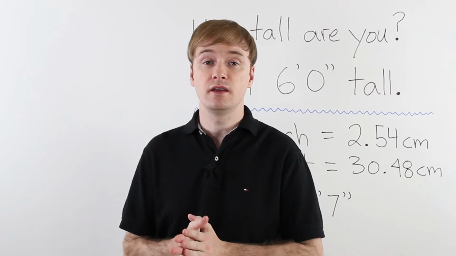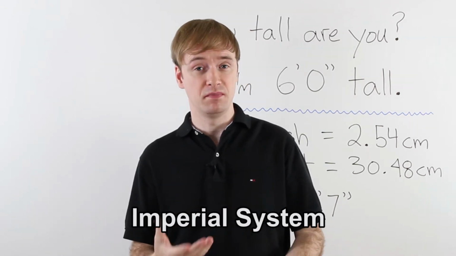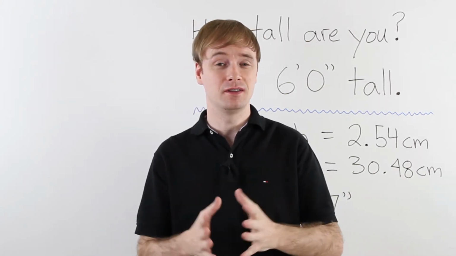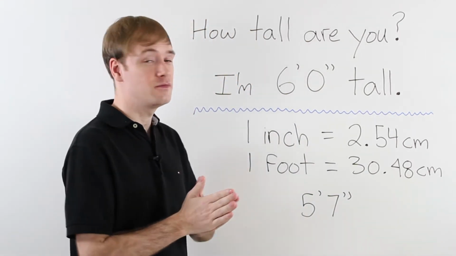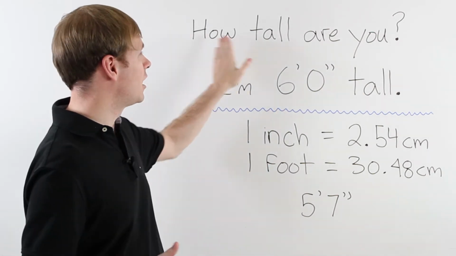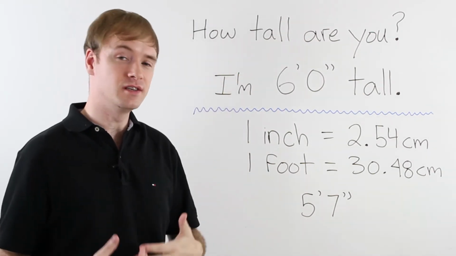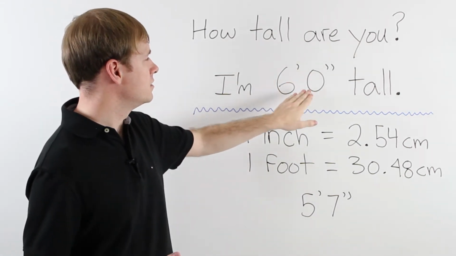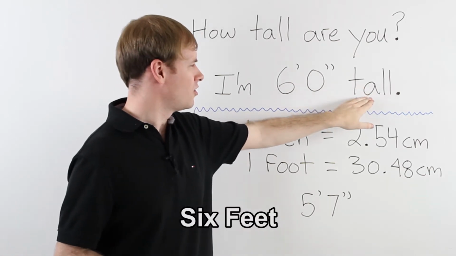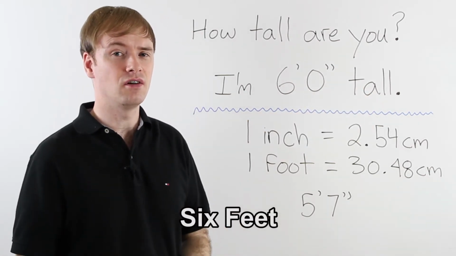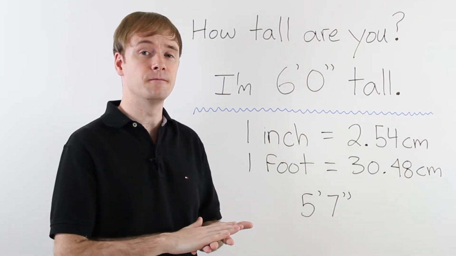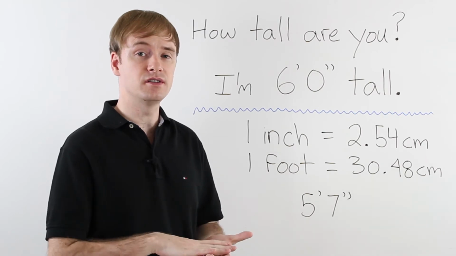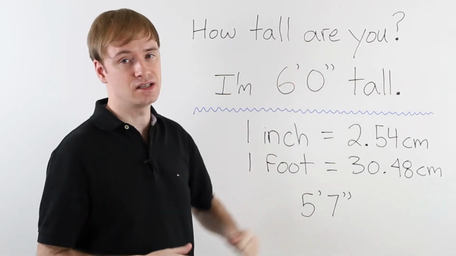All right, let's look at the imperial system now. The imperial system is a little more confusing, so you should listen carefully. I have the same question. How tall are you? But the answer is expressed very differently. I'm 6 feet tall. So in the metric system, I'm 183 centimeters tall. Well, in the imperial system, I would express that I'm 6 feet tall.